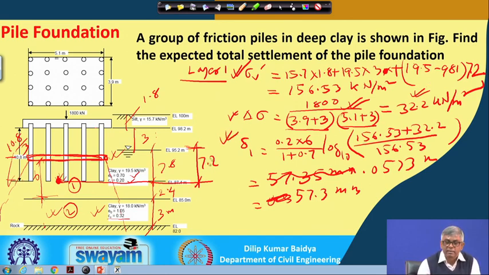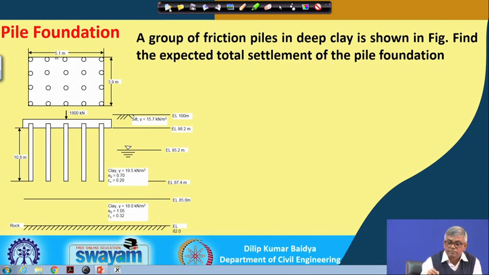Then I can apply the consolidation log formula to find out the compression because of this layer, and that is coming to 57.3 millimeter. Now, I will take the second part. Let me take the second part.